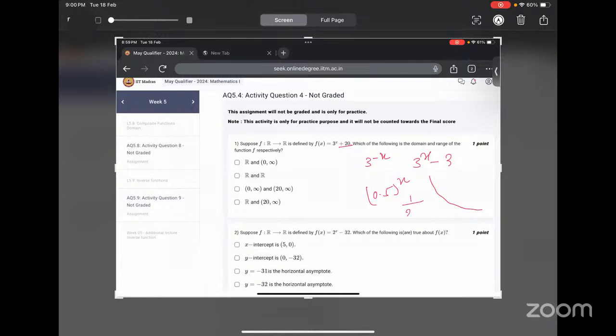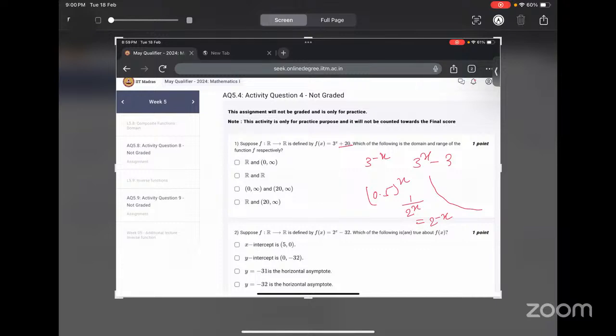So it will be 2 power minus x. If the coefficient of x is negative, then it is a decreasing function only.